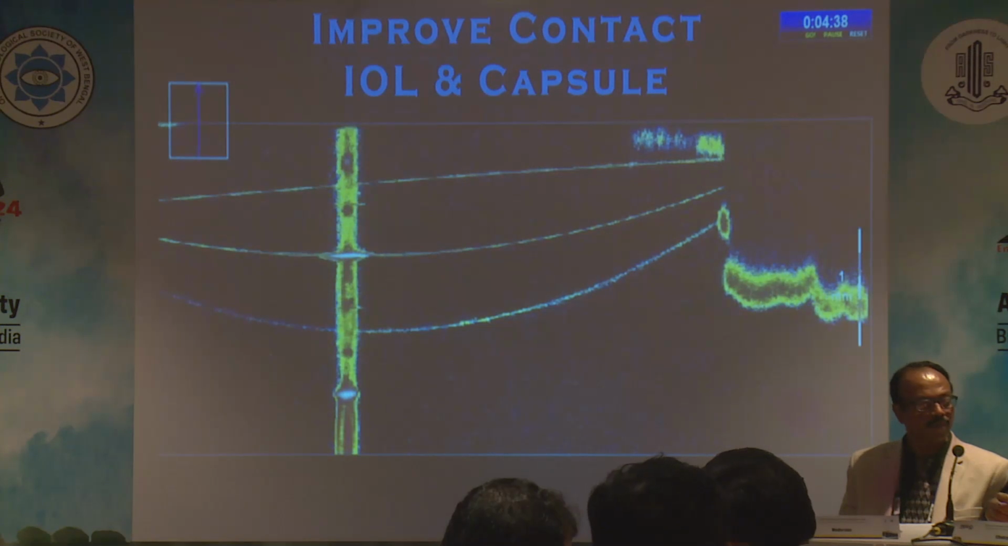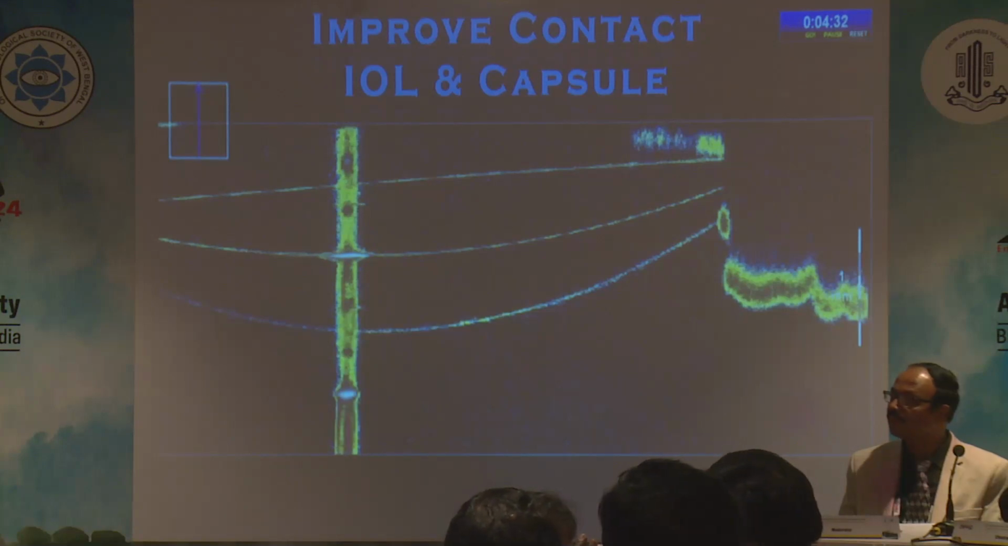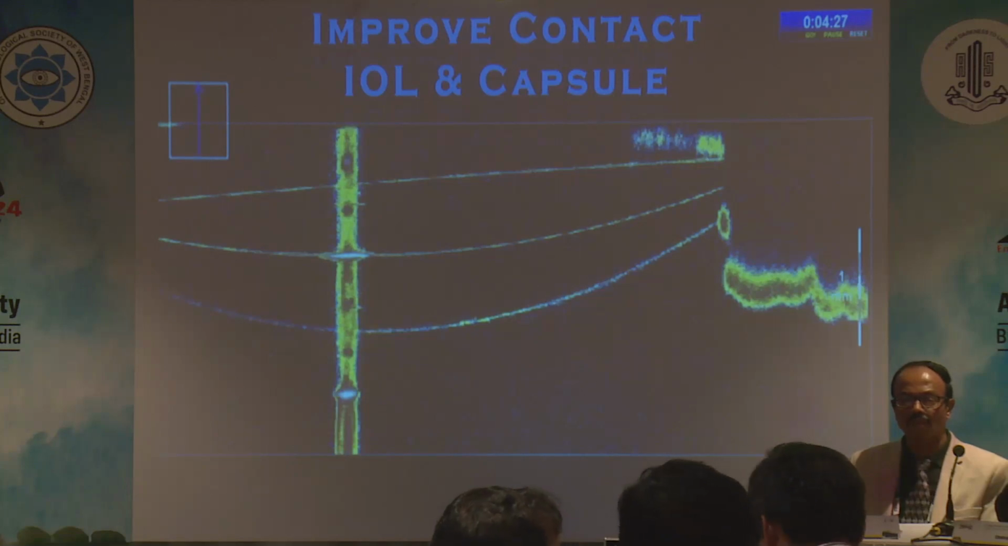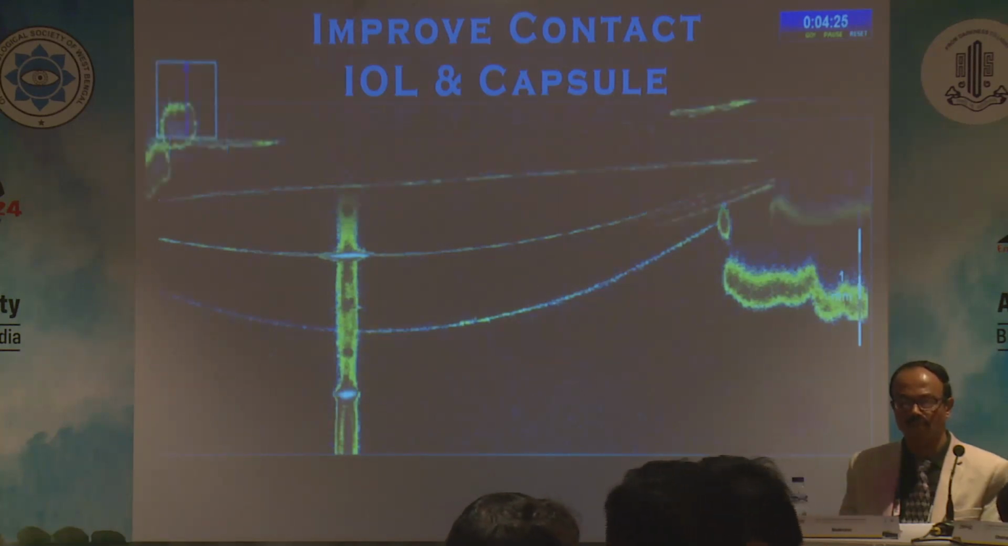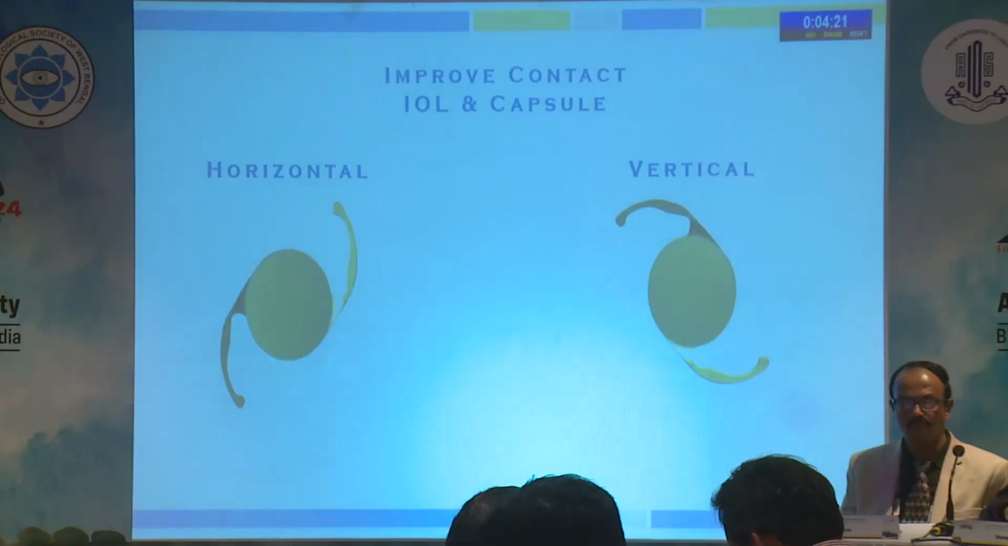So, here is an intra-op OCT scan where the first line that you see is the anterior face of the IOL. The second line is the posterior face of the IOL, and the third line is the posterior capsule. What we intend to achieve is a better IOL contact with the posterior capsule, which should look something like this. So how do we achieve this?